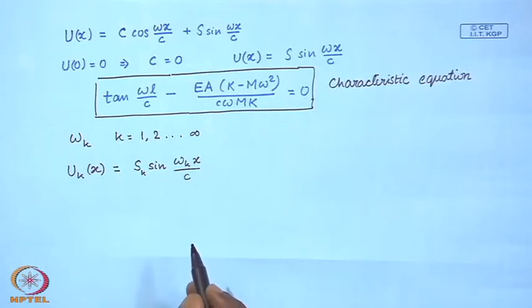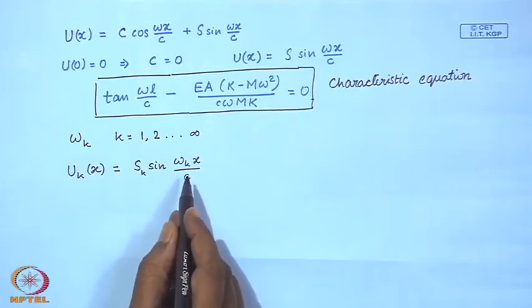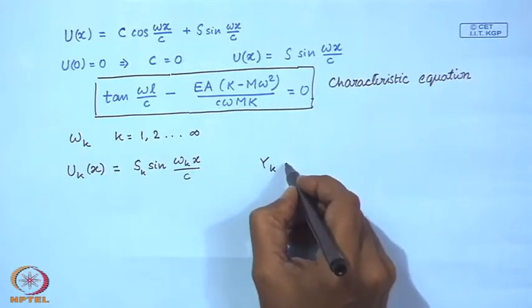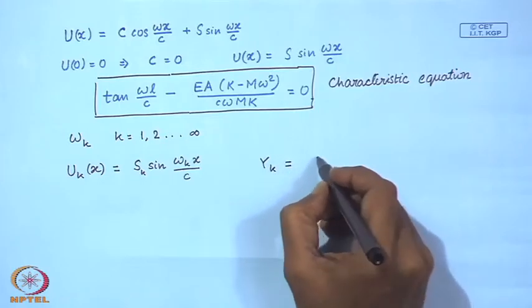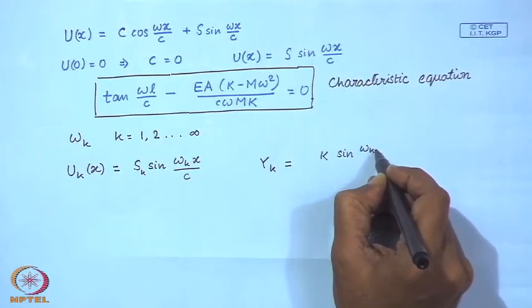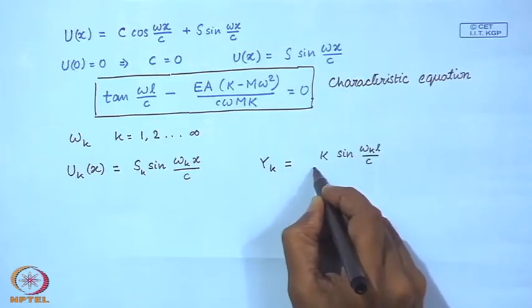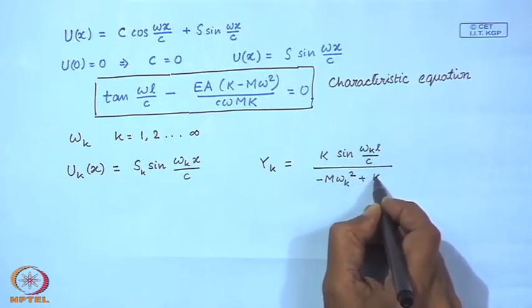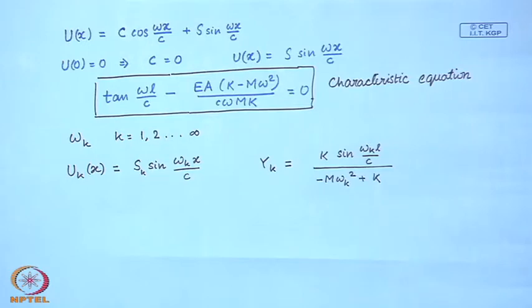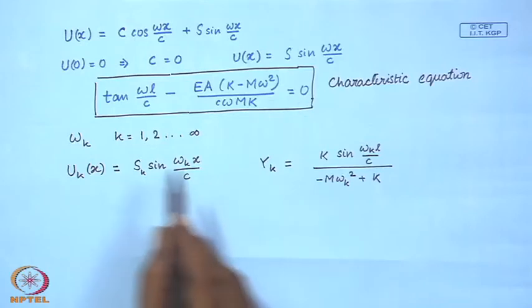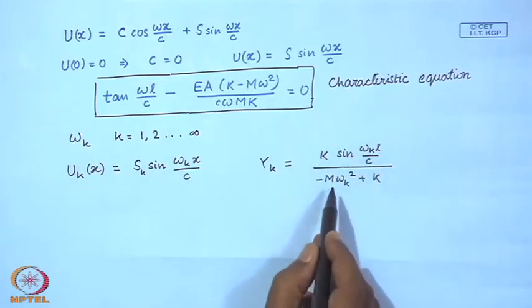for the bar, and corresponding to these eigenfunctions, you can now find the amplitude of the discrete mass. So, this is the amplitude function for the bar, and this is the corresponding amplitude at the kth mode for the discrete mass.